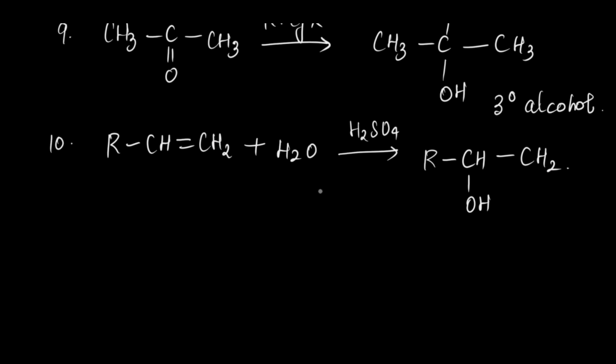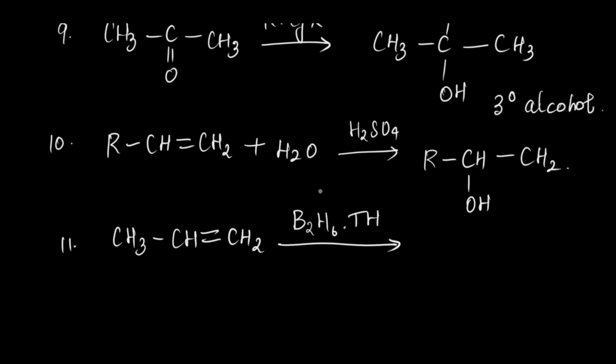And this method, which is called hydroboration oxidation, we already discussed in the last chapter. Again, B2H6 or BH3, anything works, with the solvent THF and peroxide, which undergoes anti-Markovnikov addition. So the product is CH3CH2CH2OH.